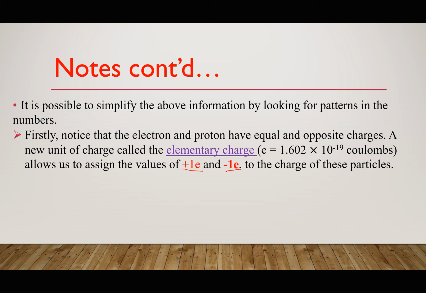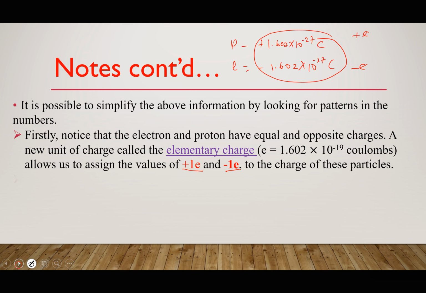So, because the proton charge was positive 1.602 times 10 to the power of minus 19 and the electron's was negative of that, by looking at the pattern we can assign the proton positive e and the electron negative e. Here e stands for the elementary charge, which is a new unit of charge.